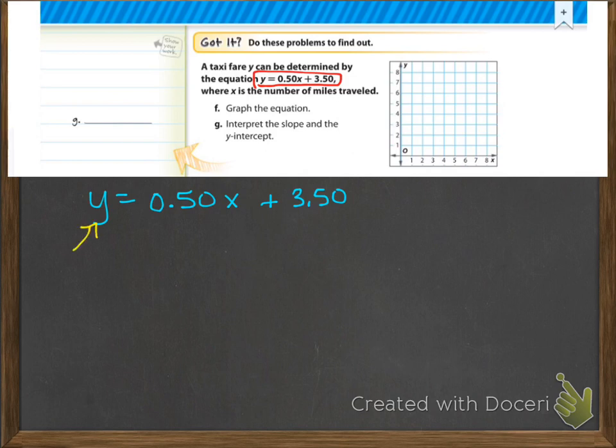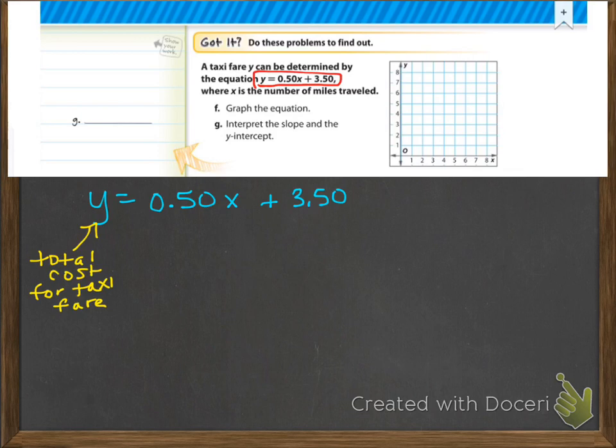So we're not just going to write a taxi fare here for y. We're going to say that that's going to be the total cost, so you should be writing this for the taxi fare. Okay, so it's important that you understand that that's going to be the total, that's the y. So once we do the multiplying and the adding, it's going to be the total cost that a person pays. So the total cost can be determined by this equation where x is the number of miles traveled.